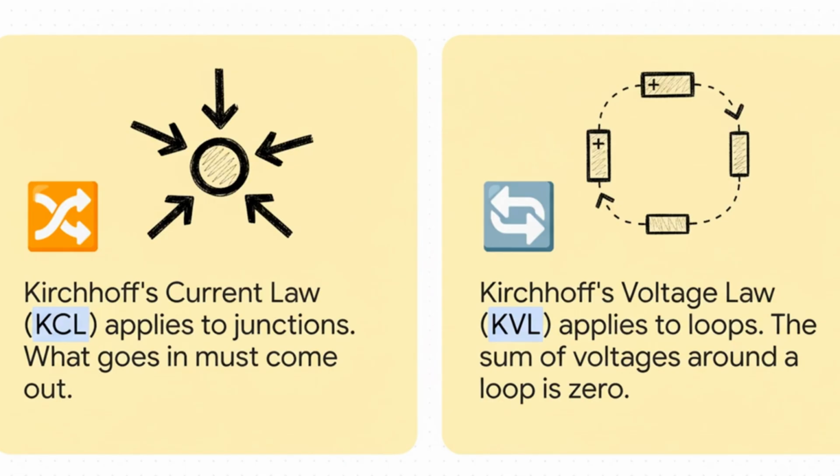First, you have Kirchhoff's current law, or KCL. This one's all about the junctions, or nodes where wires meet. And it's simple. The total current flowing into a junction has to equal the total current flowing out. Just think of it like water in pipes. What goes in must come out, period. Then, on the other hand, you have Kirchhoff's voltage law, or KVL. This one applies to any closed loop in a circuit. It says that if you take a walk around any loop, adding and subtracting all the voltage changes, you have to end up at zero. You always get back to where you started.